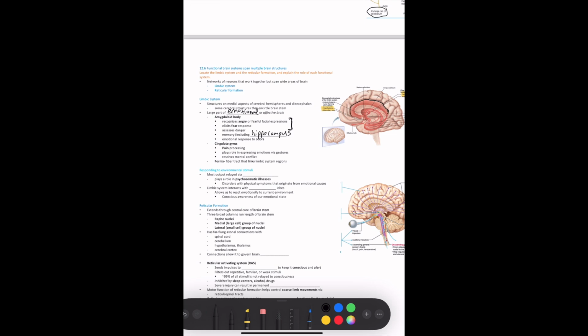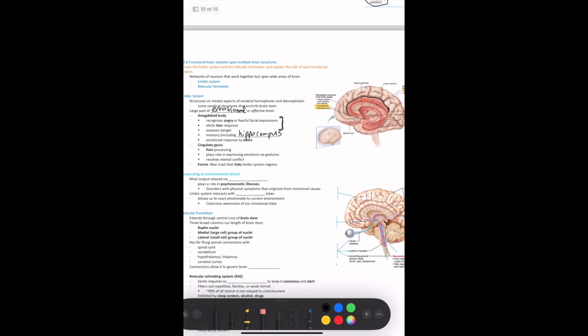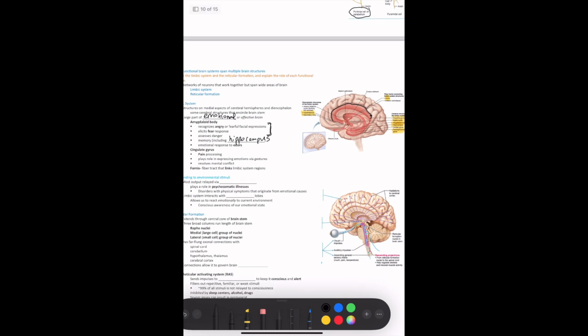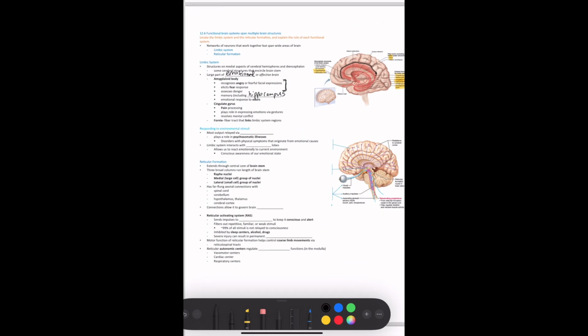The cingulate gyrus plays a role in pain processing. It plays a role in expressing emotions via gestures and resolves mental conflicts. We also have the fornix, which links the limbic system regions together. Responding to environmental stimuli, most output is going to be relayed via the hypothalamus.